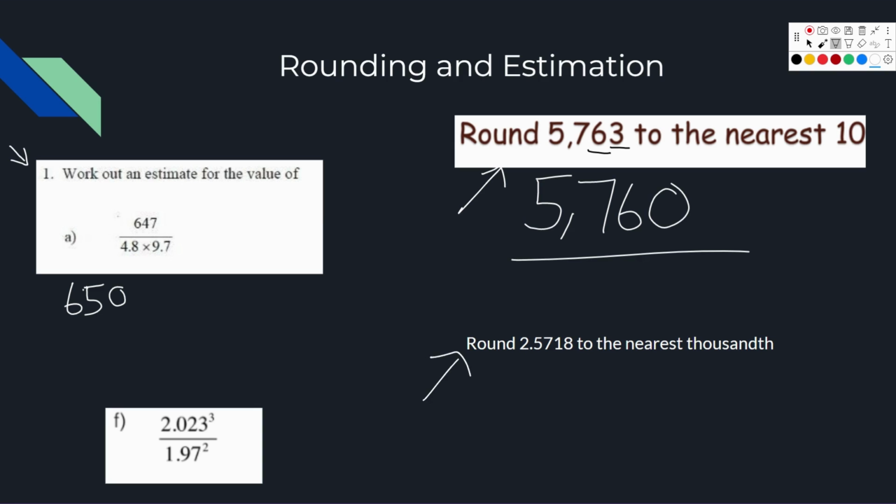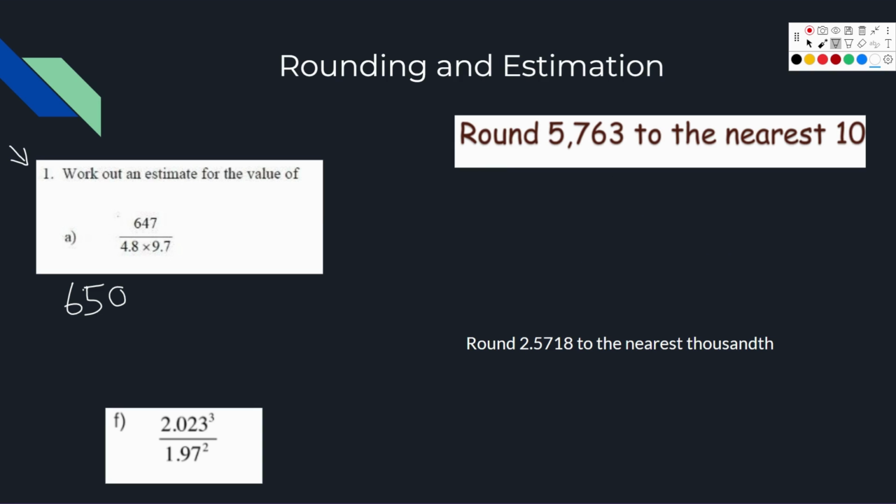For this question now, rounding 2.5718 to the nearest thousandth. Now, the thousands place, if we had a number like 2000, is going to be here. The thousandths place, tenths, hundredths, thousandths. The 1 is in the thousandths place. So what we do is we just keep writing our number until we get there. Tenths, hundredths, and the thousandths is going to be where the 1 is.